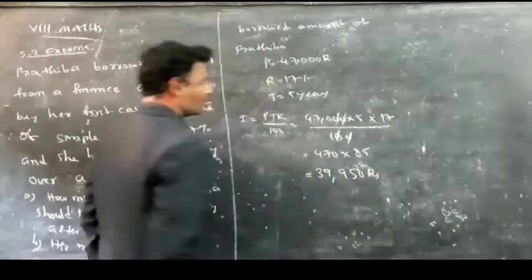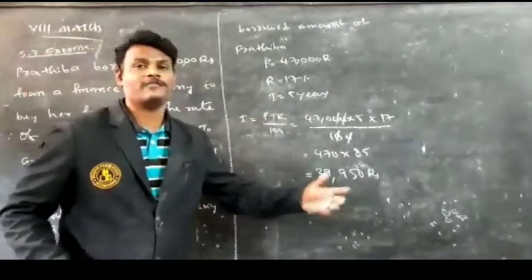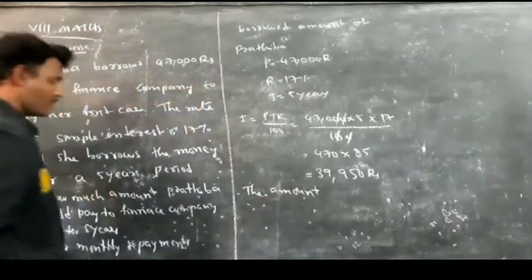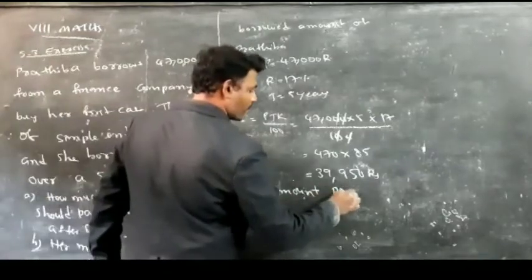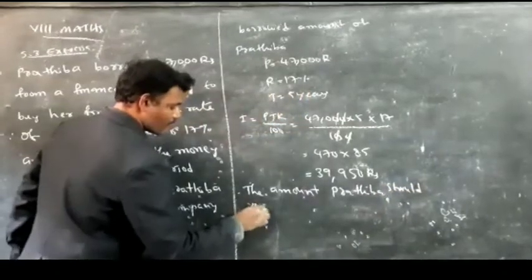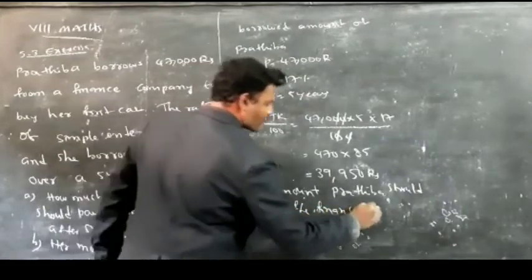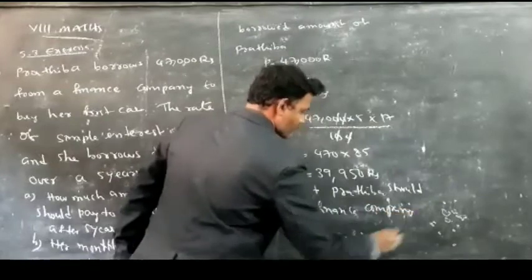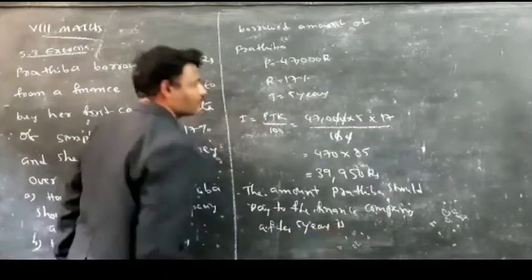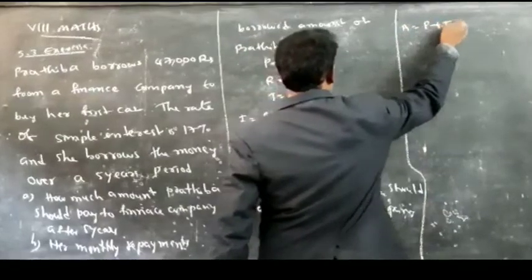39,950. So after 5 years she has to pay interest 39,950. Now the amount Pratibha should pay to the finance company after 5 years. After 5 years, what is the formula to find total amount? A is equal to principal amount plus interest.